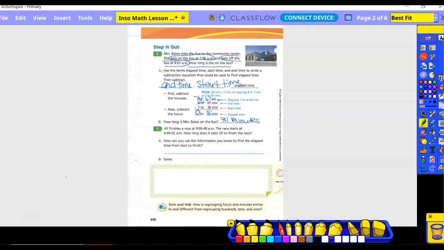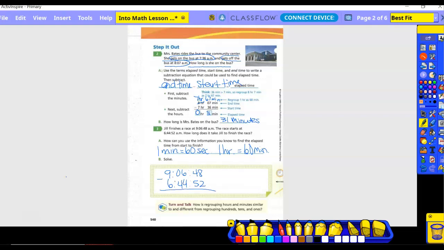So we're going to have to know how many seconds are in a minute. So 1 minute equals what? 60 seconds. And then 1 hour equals 60 minutes. Okay, so what goes on top? 9 hours, 6 minutes, and 48 seconds, right? Minus 6 hours, 44 minutes, and 52 seconds. So, what am I going to do?